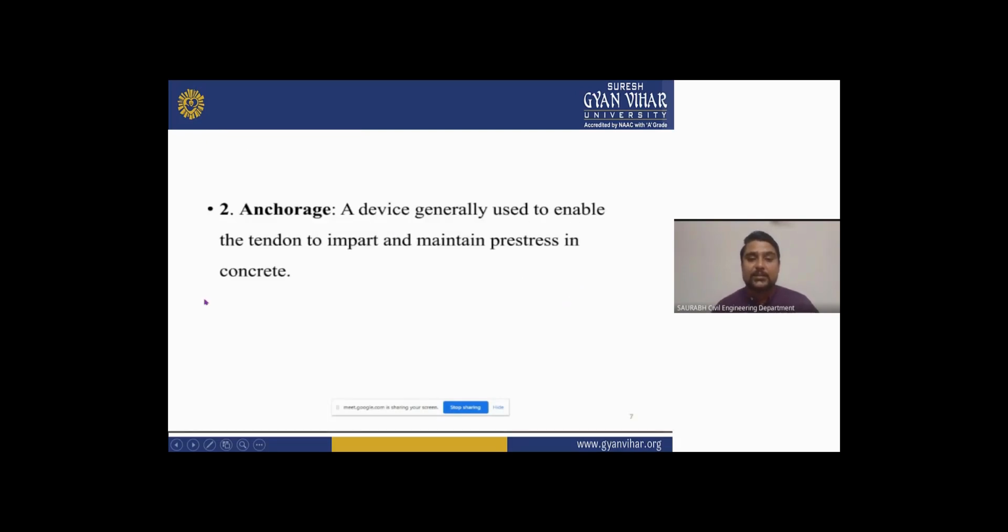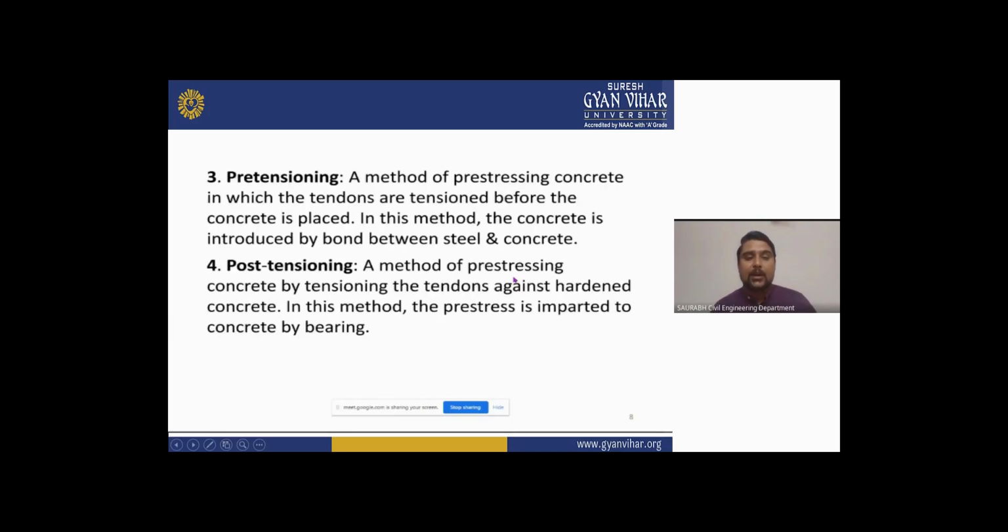And anchorage is a device generally used to enable the tendon to impart and maintain pre-stress in the concrete. Now, further, pre-stress is divided into two parts.